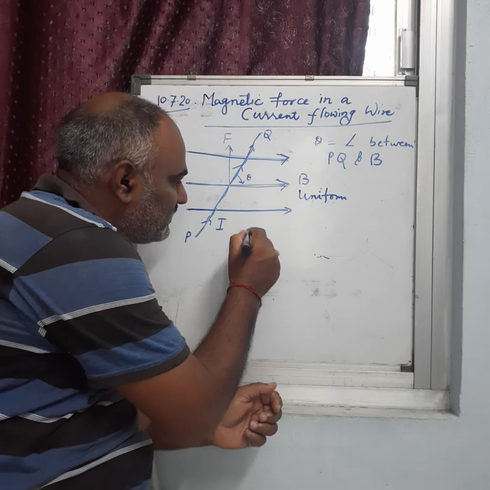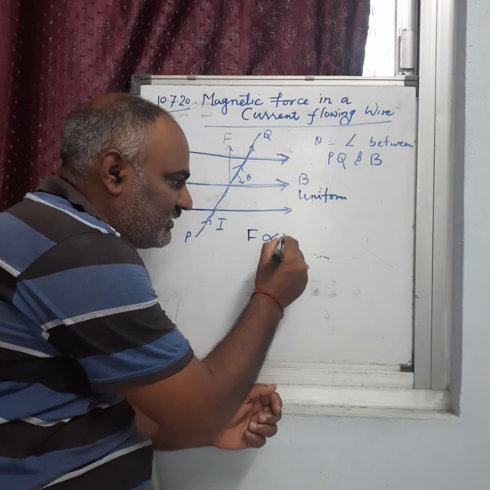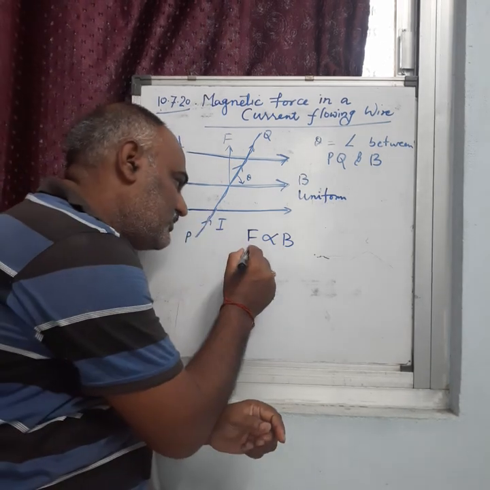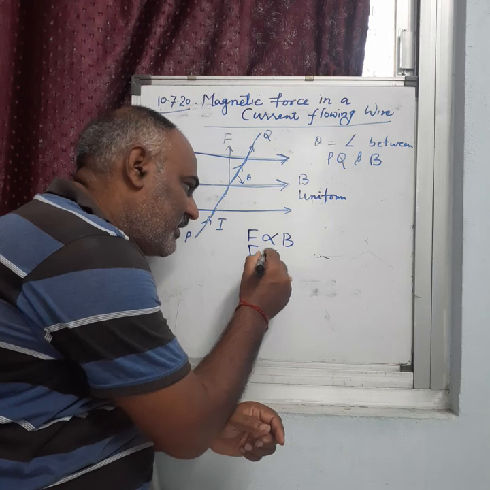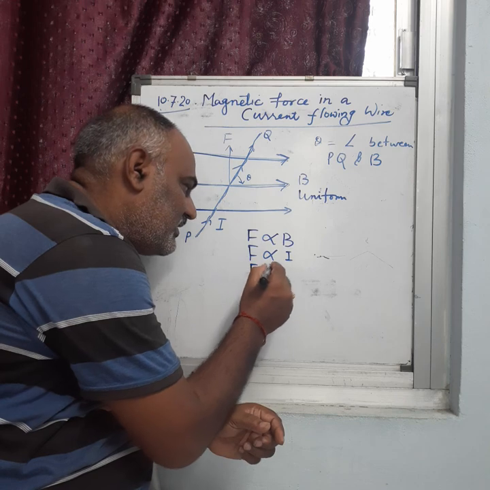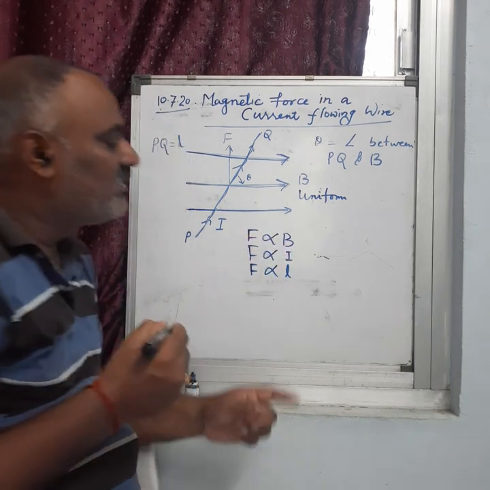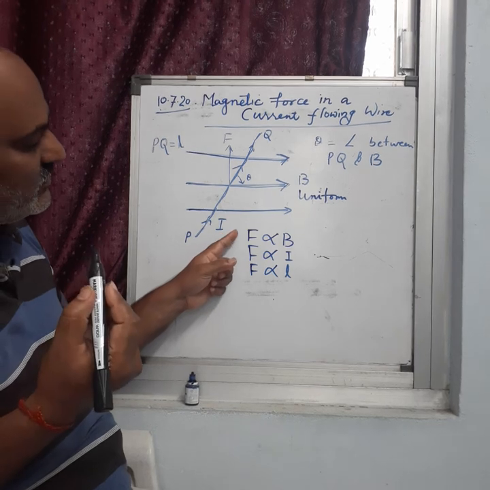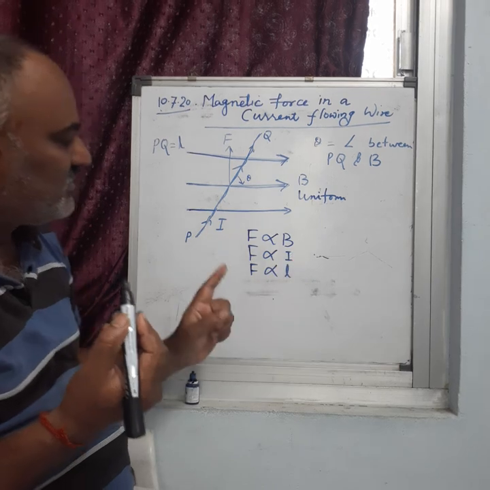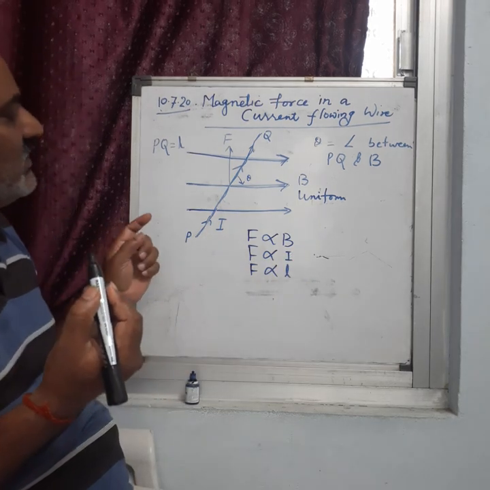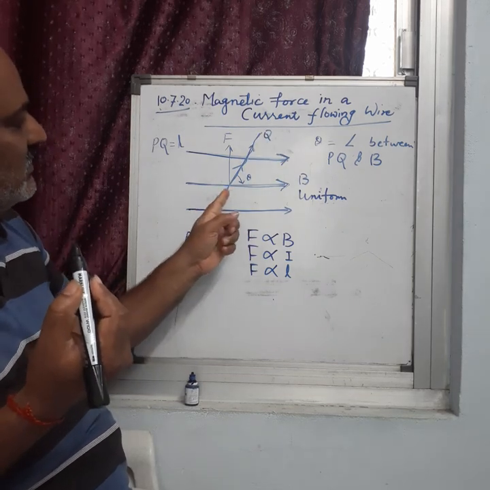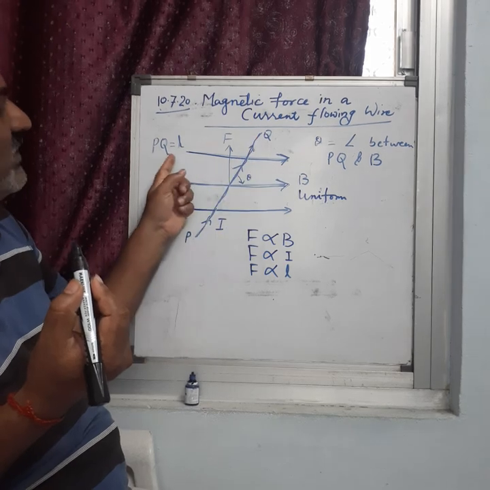The force depends on the magnetic field. See, very clear. As you increase the magnetic field, the force also increases. As you increase the length of the wire, the force also increases. As you increase the current, the force also increases. Means three factors: force depends on magnetic field, force depends on current, force depends on length. This is the magnetic field, this is the current, and this is the length of the wire. PQ is the length of the wire.